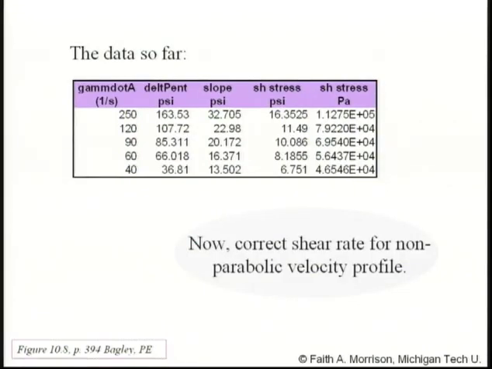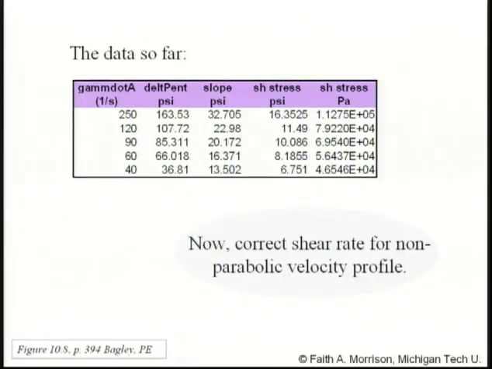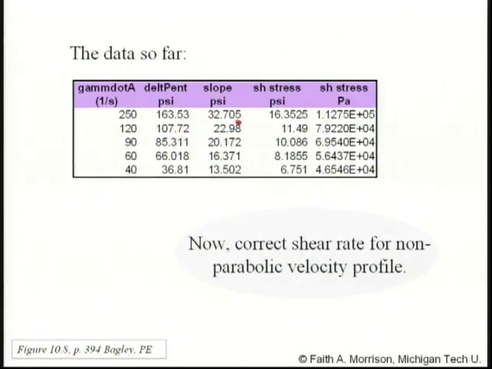So for instance, if we did this calculation in Excel, each of these curves is at a different apparent shear rate. So these are the apparent shear rates. They each have an intercept. So for instance, the 250 intercept is 163. Here it is. And the slope of the gamma dot A equals 250 is 32. There it is, the slope. I take half of that to get the shear stress, and then in this case, I convert it to pascals.